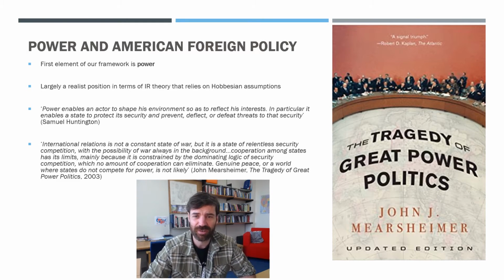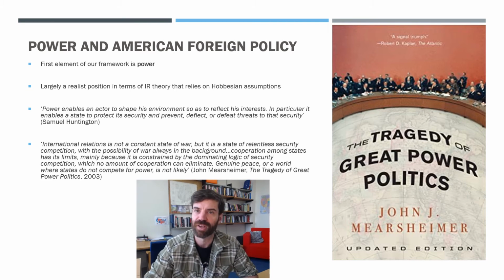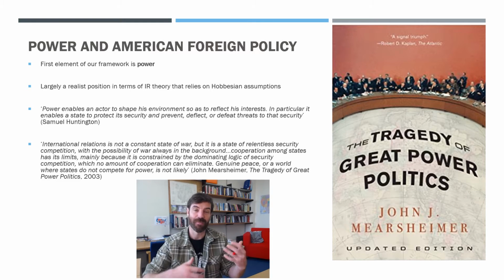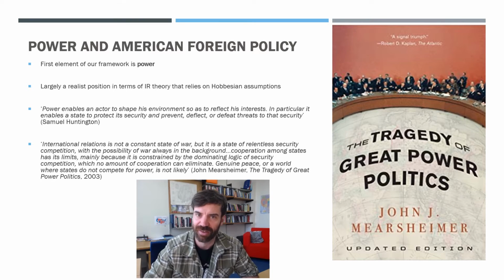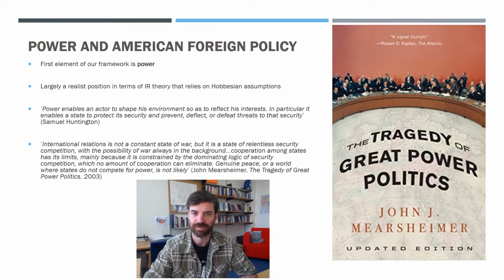And Samuel Huntington captures this well when he writes, "Power enables an actor to shape his environment so as to reflect his interests. In particular, it enables a state to protect its security and prevent, deflect, or defeat threats to that security." As most of you will instantly recognize, this insight and assumption really is drawn from the realist school of thought in international relations that simply assumes that military power is the base currency of all international relations. And the US is an excellent example here, as it were.